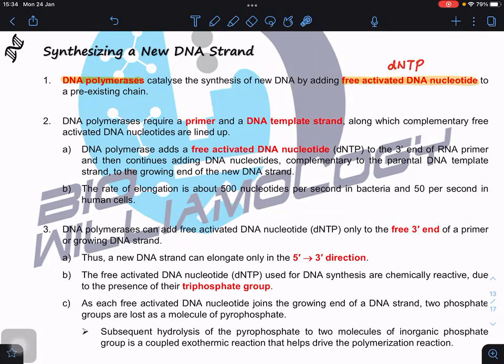If it's not activated, no, wrong, guys. If you say just DNA nucleotide, wrong. If you say activated DNA nucleotide, also wrong. You have to use free activated DNA nucleotides, must be in full. So this DNA polymerase requires a primer, as I said, and a DNA template strand, along with complementary free activated DNA nucleotides. So they add one by one, which is complementary, okay?